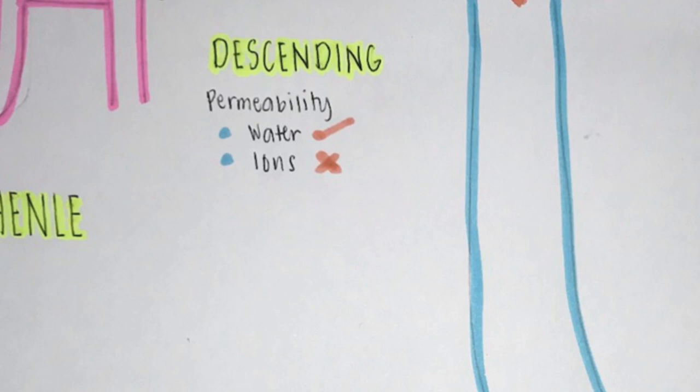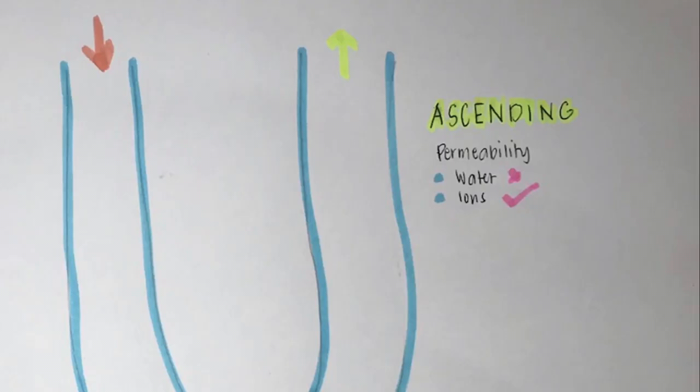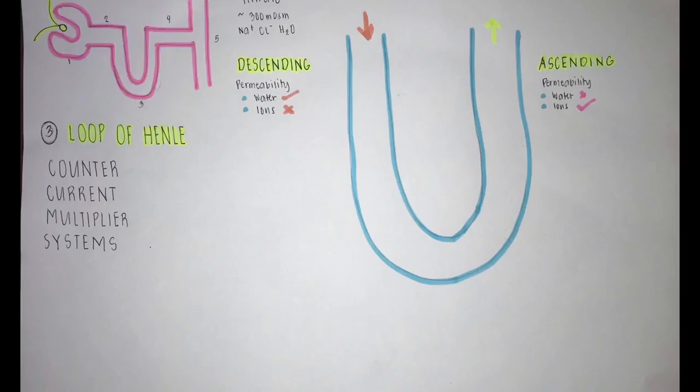In the descending limb, water is able to move across the membrane. Ions, sodium and chloride ions, are not able to move across the membrane. Now, for the ascending limb, in terms of the permeability, it is the exact opposite. So water is not able to cross the membrane. However, ions on this limb are able to cross the membrane. So, the descending limb is permeable to water but not permeable to ions, and the ascending limb of the loop of Henle is permeable to ions but not to water.